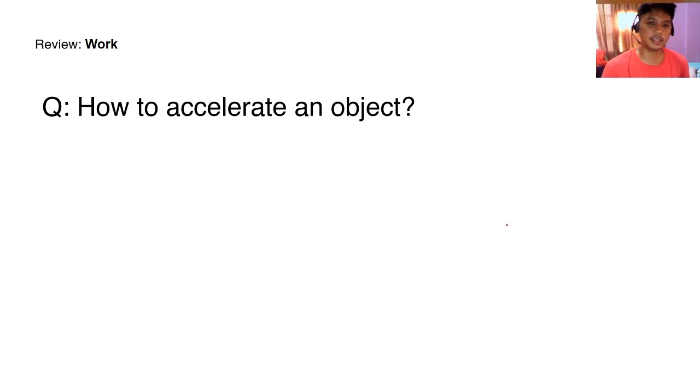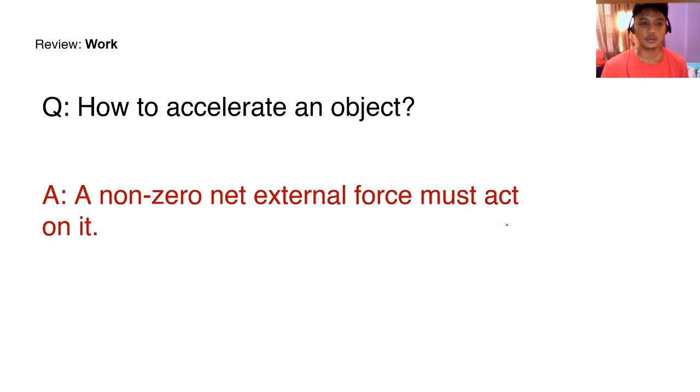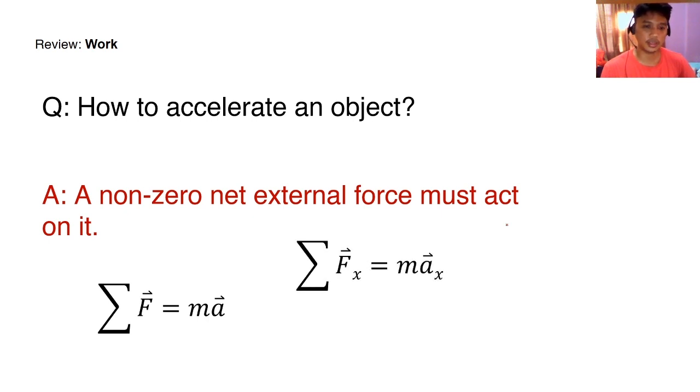So how do we accelerate an object in the direction of its displacement? Well, we act a non-zero net external force on that object. And not only that, the direction of that non-zero net external force must be along the direction of the displacement. We know that to be true because of Newton's second law, which is actually a combination of two other expressions for the x component and the y component.